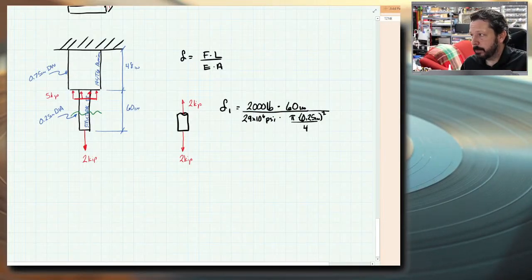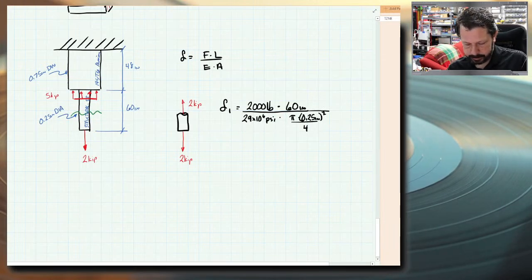So we should be able to calculate this guy. The equation's getting a little bit more complicated, but I think we can do it. 0.25 squared times pi divided by 4 times 29 million. I think I got all that in there. Whoops, I didn't. All right, let me start over.